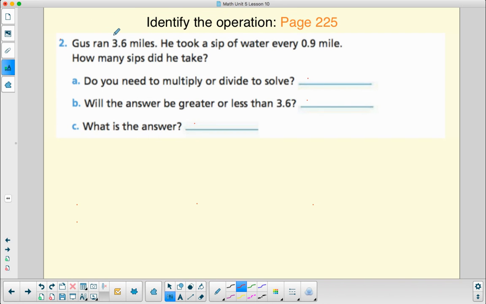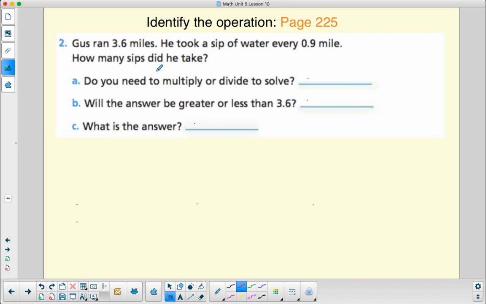All right, you give number 2 a try. Gus ran 3 6/10 miles. He took a sip of water every 9/10 of a mile. How many sips did he take? Well, let's think about what do we know. We know he's running 3 6/10 miles. We know he's going to take a sip every 9/10 of a mile. What do we want to know? We want to know how many sips does he take.